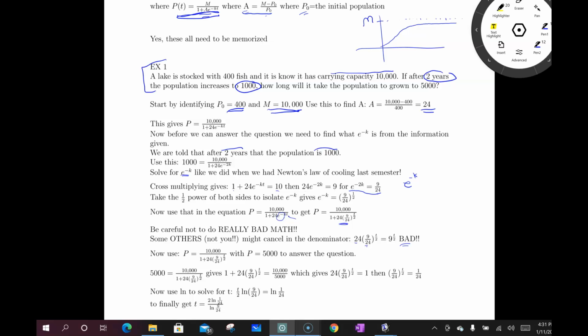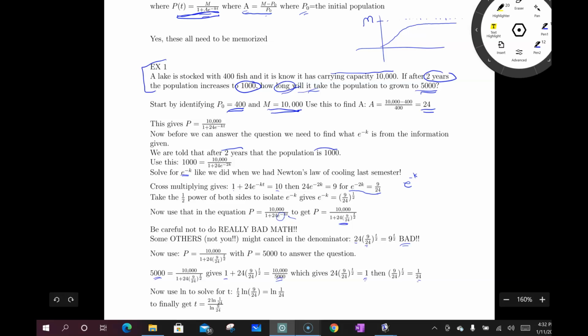So how long, find the time, how long to get to the population of 5,000? So I'm going to set 5,000 in for the P, and I'm going to solve for the T. So I'm going to cross multiply, put this up, put this down, and then this gives me a 2. Then I'm going to subtract 1 so that I get 1. So I'm left with this. So let's divide through by 24.